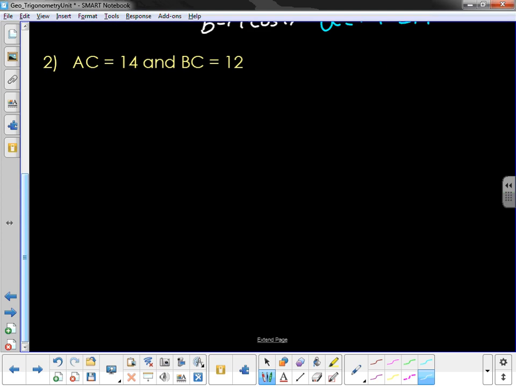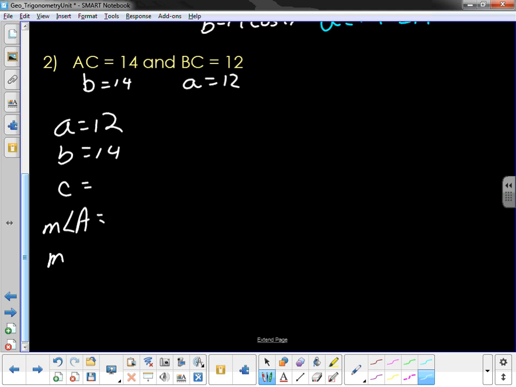I'm given AC is 14 and BC is 12. So I'm given AC, which is side B, is 14, and BC, which is side A, is 12. So A is 12, B is 14. I don't know side C. The measure of angle A, I don't know. The measure of angle B, I don't know. The measure of angle C, well, again, the direction said C is a 90-degree angle. Notice you have to be given 3 pieces of information to be able to solve this triangle.